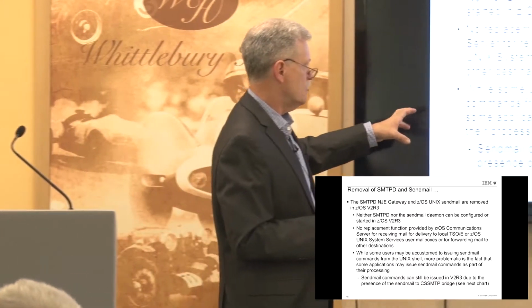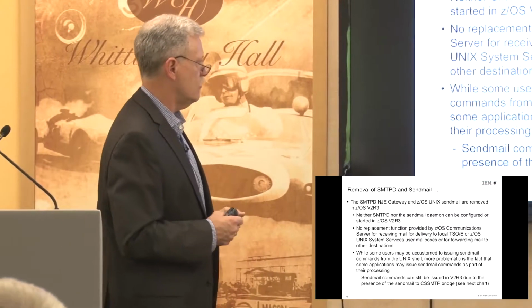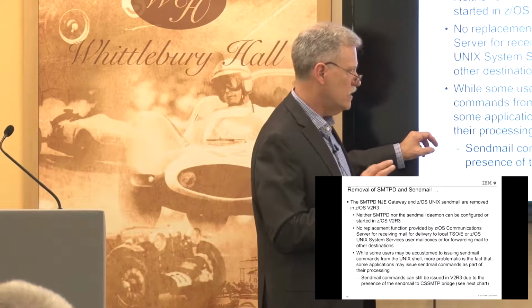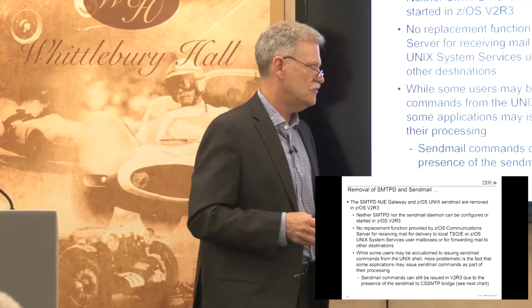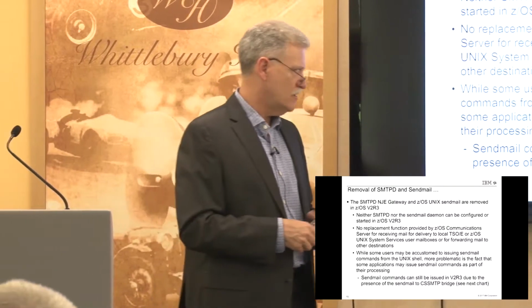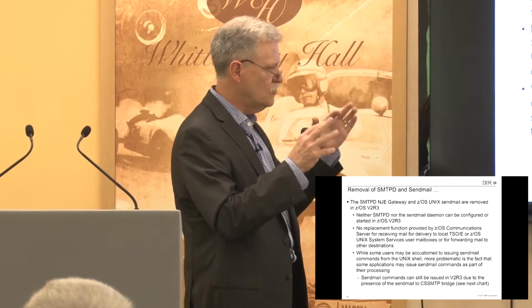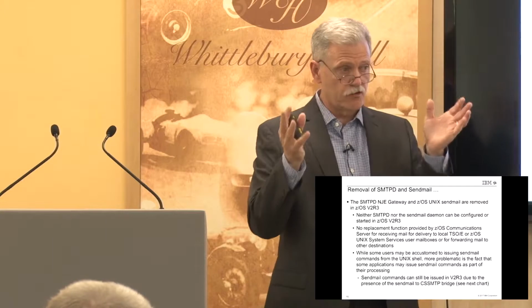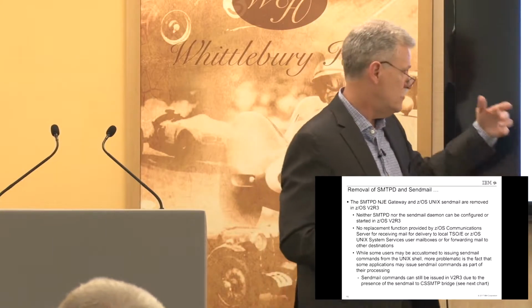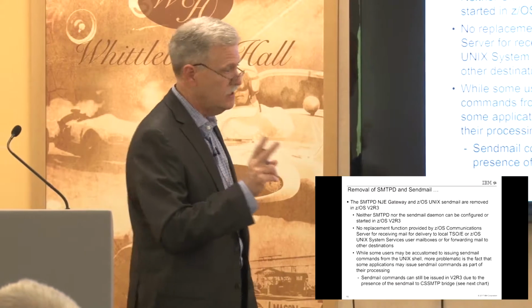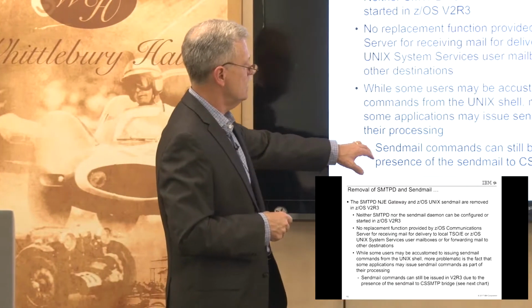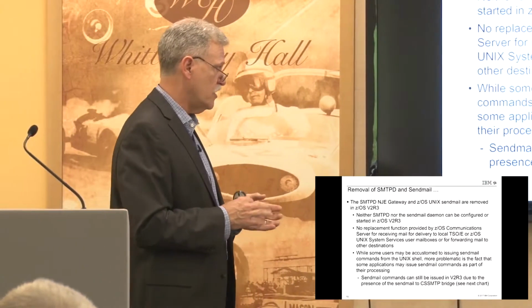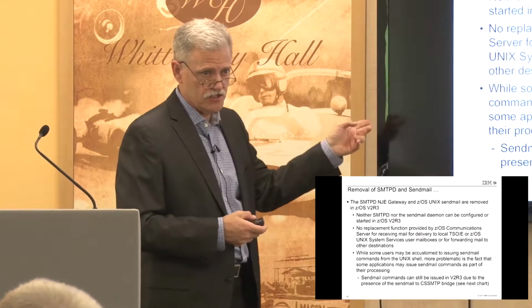While some users may be accustomed to issuing SendMail commands from the Unix shell, what we found more problematic is that there were many programs and applications that might issue a SendMail programmatically through various SendMail commands to notify different users. So the customers found, well, I've got a lot of programs I wasn't aware of, they would generate email and use the SendMail program, and that's a problem for me, because I don't even know how to track them down. So SendMail commands can still be issued in 2.3, that's been solved, due to the presence of this bridge that we'll talk about, and I just touched on in the previous chart.